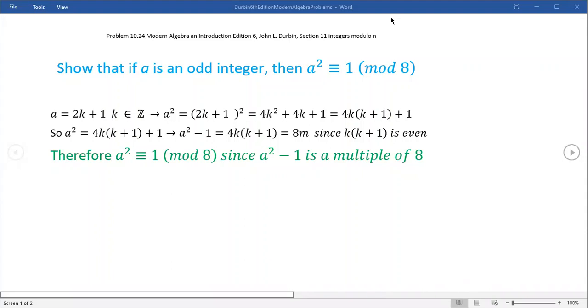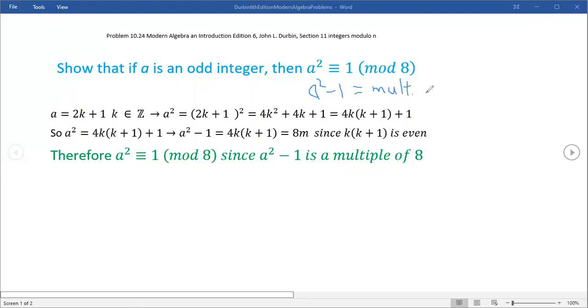This statement right here is equivalent to saying a squared minus 1. This triple equality or congruence operator really means this equals a multiple of 8. And I'll just write that out: a multiple of 8.